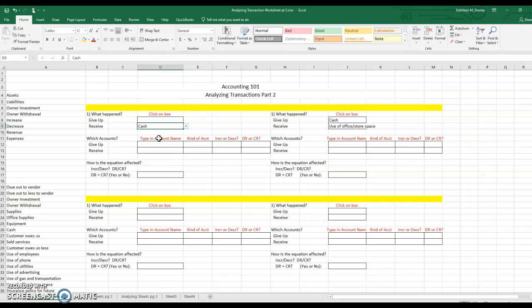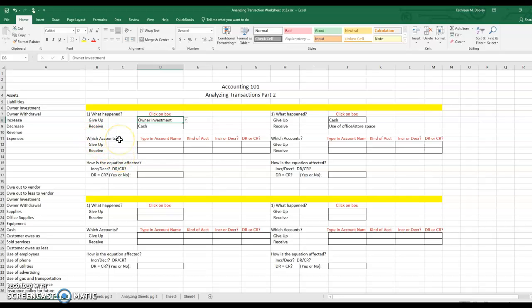Okay, once you have the cash in the correct box, then the other box you're going to use either owner investment or owner withdrawal. In this case, it's an owner investment. So that would go in the give up box. So get the cash into the correct box first, and then your owner investment or owner withdrawal will go into the other box. That's how to deal with the owner related ones.